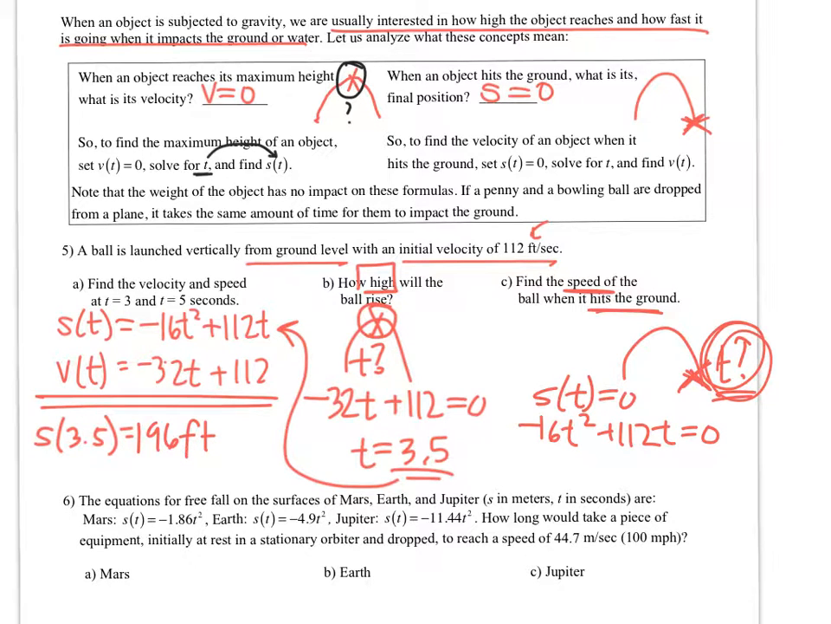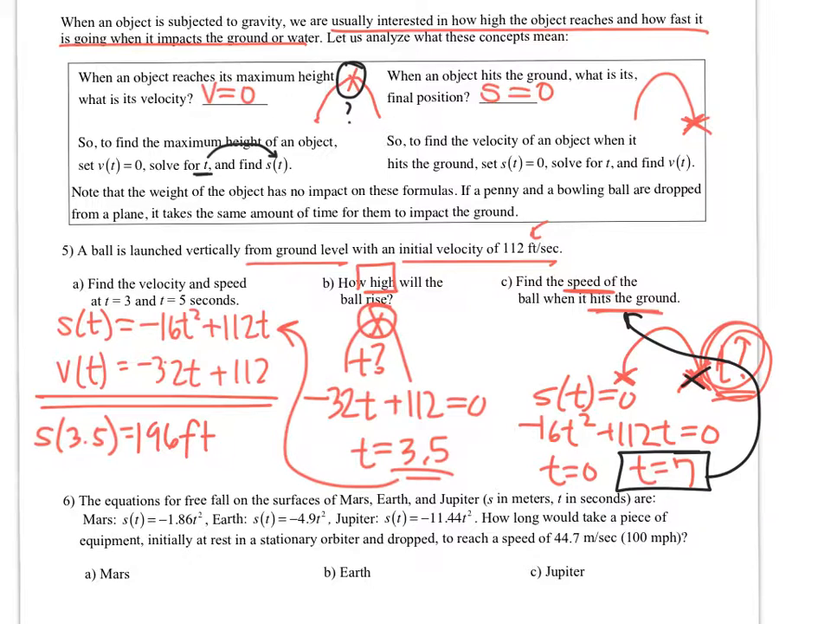When you set the position function equal to 0, this is a quadratic, so you're going to want to factor and set the factors equal to 0. You're going to get two answers: t equals 0 and t equals 7. Well, this makes sense because at t equals 0, that's when we started, and the ball is launched vertically from ground level. So at time equal to 0, my position was 0. Then it launched, and it took 7 seconds to get back to the ground. So at time equals 7, that's when the ball hit the ground.